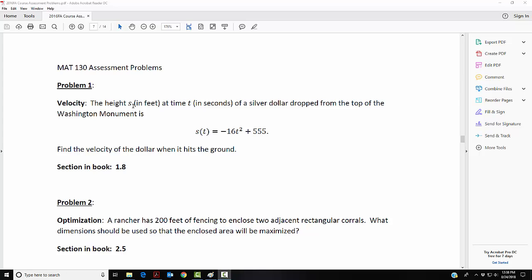We have the height S in feet at time t of a silver dollar dropped from the top of the Washington Monument, represented by this equation. And we want to find the velocity of the dollar when it hits the ground.